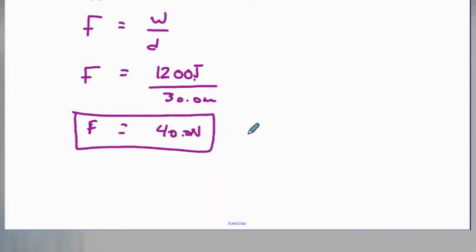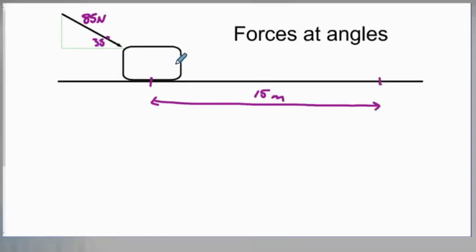Now, forces should include direction. In our next problem, we'll talk about the direction things are moving. The direction this box moves is really important in relation to the work that's done. So if we take this example where we're pushing a box with a force of 85 newtons, in this downward direction of 35 degrees from the horizontal, and we want to move this box over here 15 meters away, how much work would we need to do?